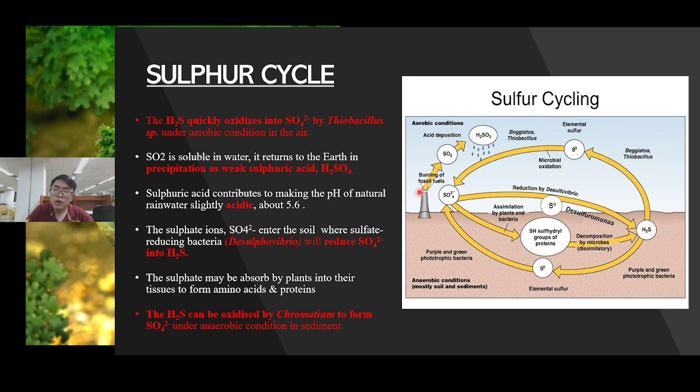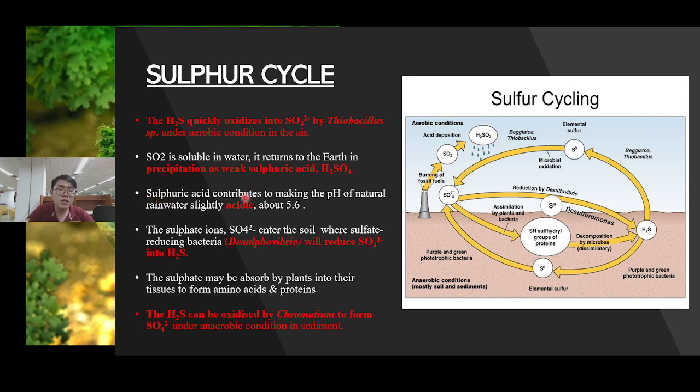Because hydrogen sulfide is very unstable, it will quickly oxidize to sulfur, then to sulfate ion. Sulfate ion will oxidize again to form sulfur dioxide. Then the sulfur dioxide is soluble in water, and when it reacts with water, it will form sulfuric acid. This is why acid rain can occur.